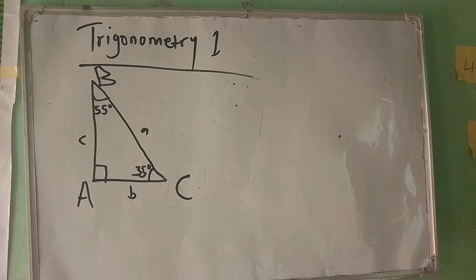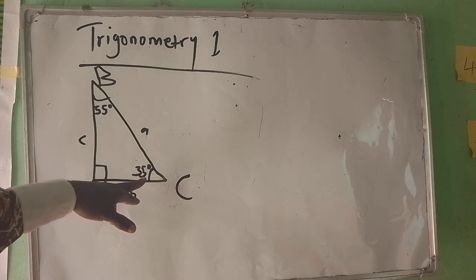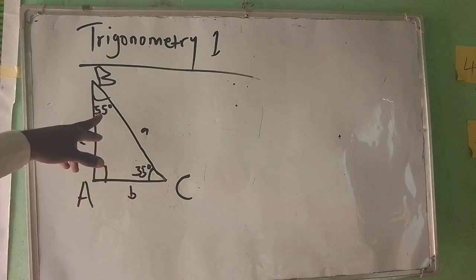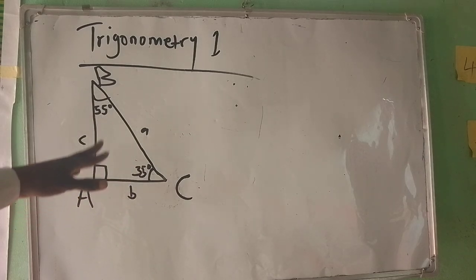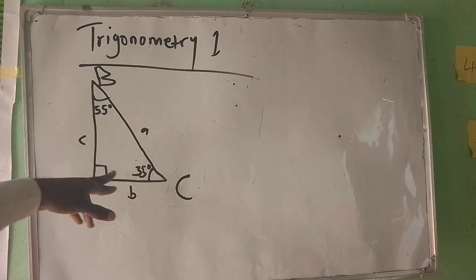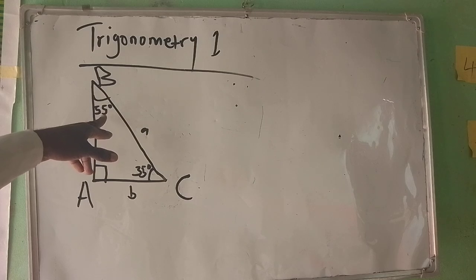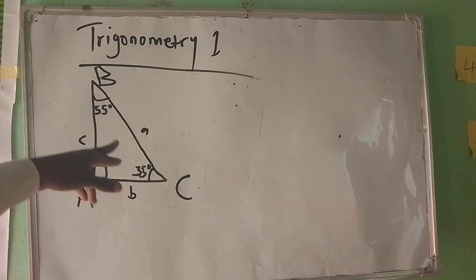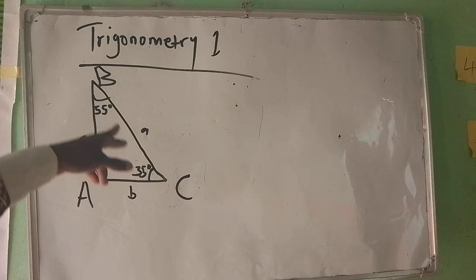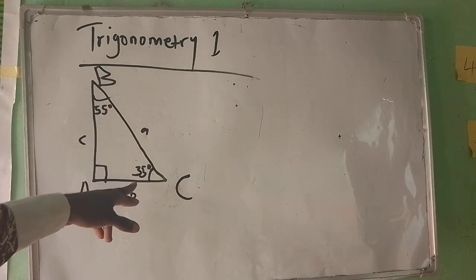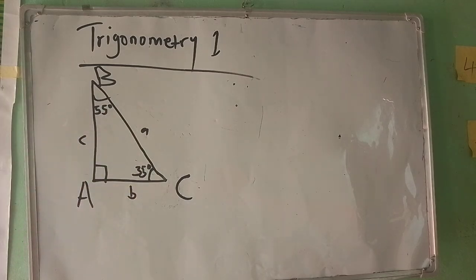So ordinarily, this is 90, this is 35, this is 55. That means if all the angles sum to 180 and here is 90, the summation of 35 and 55 should give us 90 degree. These two angles should give us 90 degree. So that is the first thing I want us to understand.